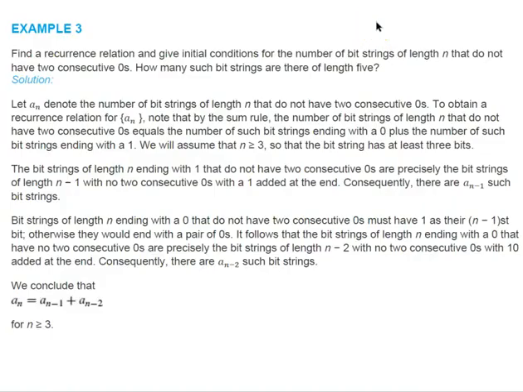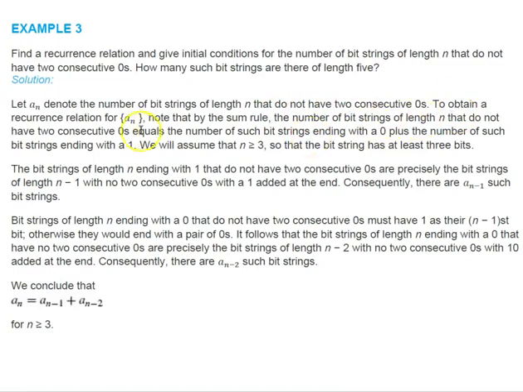Example 3. Find the recurrence relation and give initial conditions for the number of bit strings of length n that do not have 2 consecutive zeros. How many such bit strings are there of length 5? Solution. Let a sub n denote the number of bit strings of length n that do not have 2 consecutive zeros.